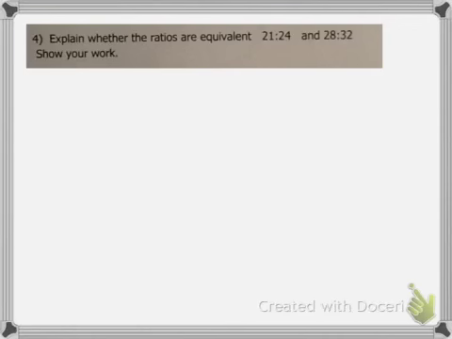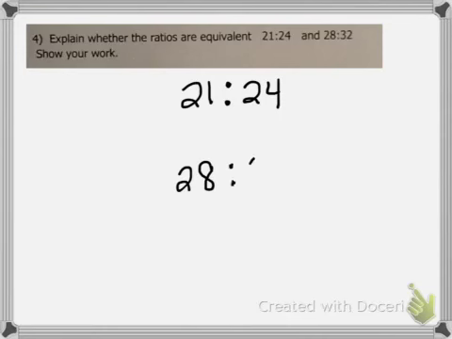Number 4, explain whether the ratios are equivalent. To figure out if they're equivalent, we're going to write them one on top of the other. I'm going to leave a little bit of space because I'm going to reduce these to lower terms. So let's start with the top one. 21 to 24, I can divide both of these numbers by 3. 21 divided by 3 is 7. 24 divided by 3 is 8. So the lowest terms for that is 7/8.